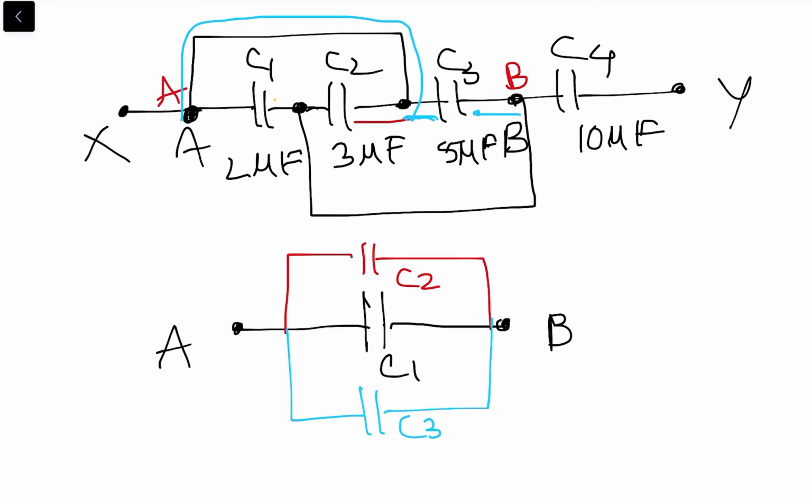Now what happened? It is a parallel combination of C1, C2, C3. Yes or no? It's a parallel combination of C1, C2, C3. Then it's very simple for you to calculate now.